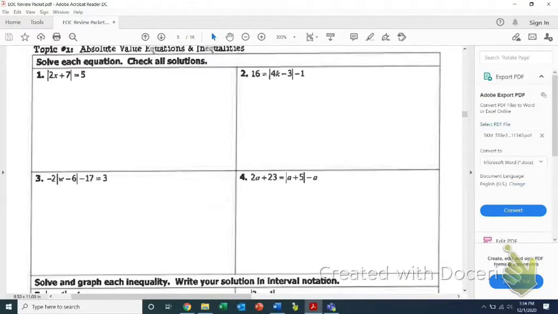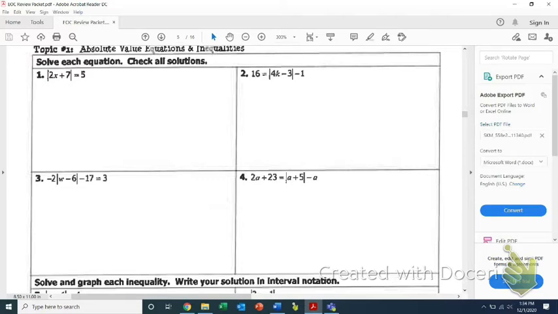All right, this is packet two review. On these first four were absolute value equations, and you probably haven't done them since Algebra 1 or even before. So be sure to listen very carefully on these. On this first one, to solve an absolute value, you get two equations.